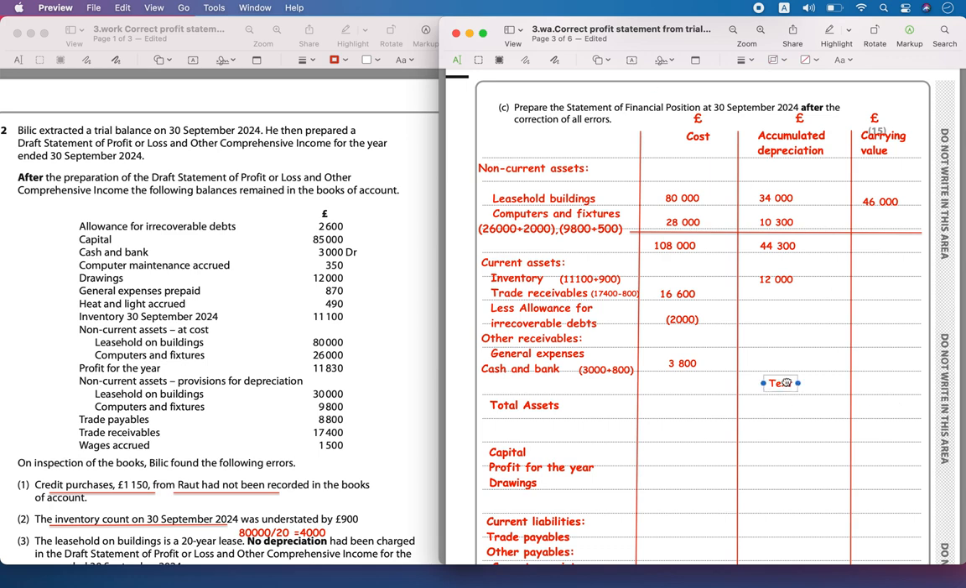So it is 17,700. Okay, so this value is 17,700, and 46,000 plus 17,700, that value is 63,700. So this is going to be 63,700. So this is the total non-current assets. Now let's calculate the current assets.